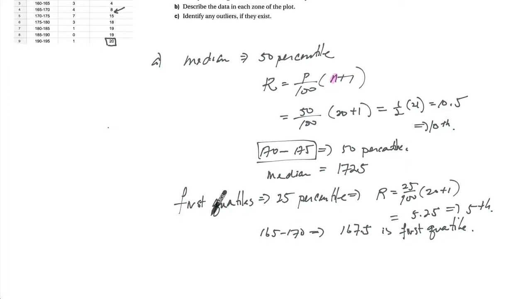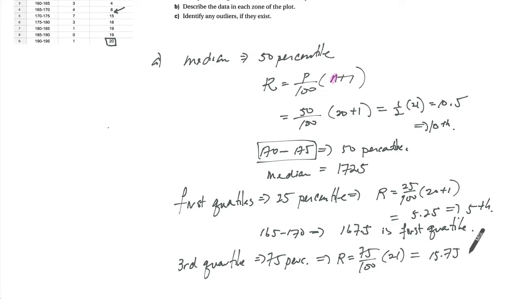Okay, third quartile now. Third quartile is going to be the 75th percentile number. Okay, so let's get the rank. 75 over 100 times 21 is 15.75, which means the 15th number is the 75th percentile.